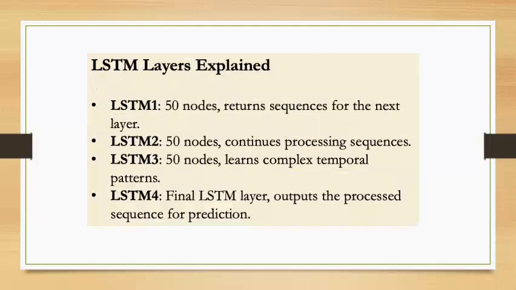Next, we have the LSTM layers explained. In LSTM 1, it has about 50 nodes, returning sequences for the next layer. In LSTM 2, we have again 50 nodes, continuous processing of sequences. In LSTM 3, I again got 50 nodes, which learns complex temporal patterns. And the final LSTM layer, which is LSTM 4, outputs the processed sequence for prediction.